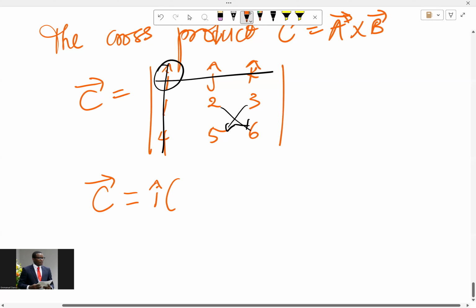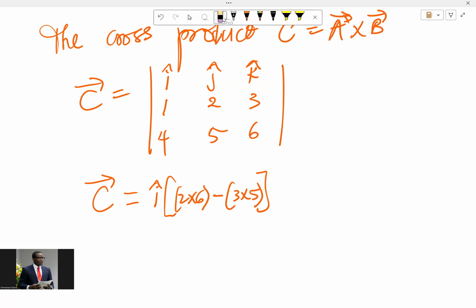Okay, this is just for the sake of clarity. That is 2 times 6 minus 3 times 5. Okay, we have this. And then the next thing, our focus shifts to J now.